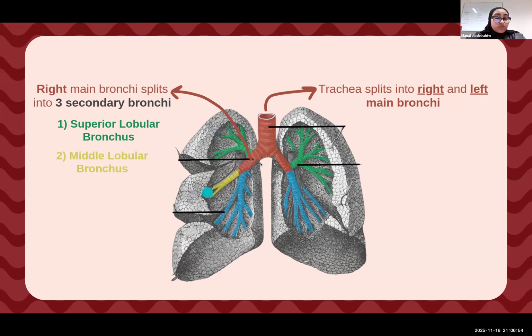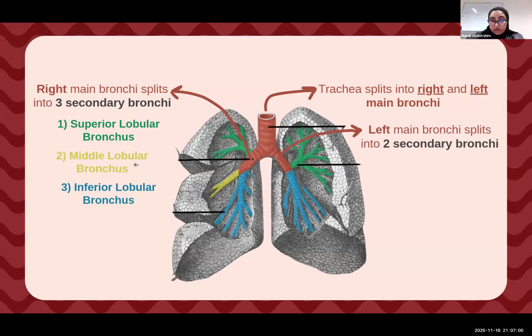Okay, bronchi is the plural of bronchus, it's the same thing. And for the left side, it's the same thing, except that we only have two secondary bronchi. We don't have the middle lobar one. And this is because the left lung has two lobes, whereas the right lung has three lobes. We'll see this in a few slides. But yeah.